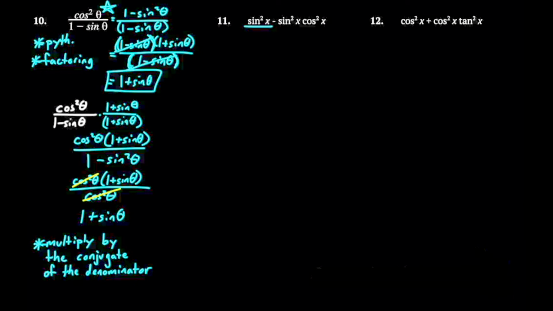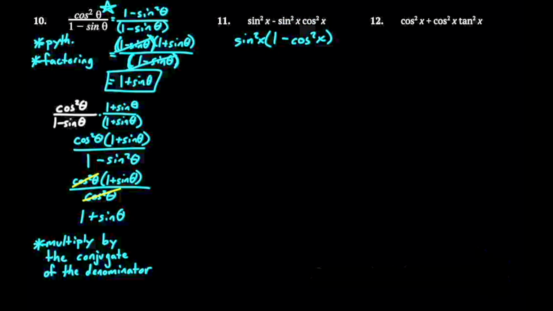In number 11, we've got sine squared and then minus sine squared times cosine squared, so two separate terms that are being subtracted. And I see a bunch of squared functions, so we'll probably be using Pythagorean identities, but nothing matches up with what we currently have. I noticed that both terms have a sine squared though, so I'm going to factor that out front. And if I do that, the first term would just leave me with a 1, and then the second term, well, this would cancel out, and I'm left with just cosine squared.